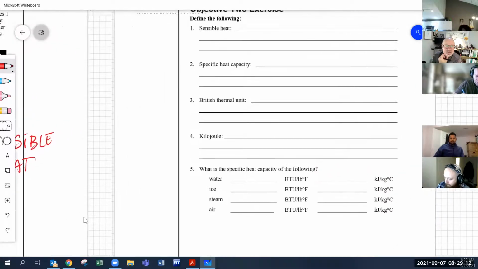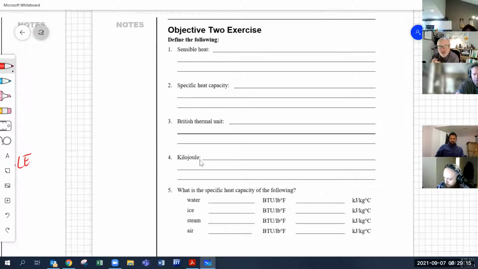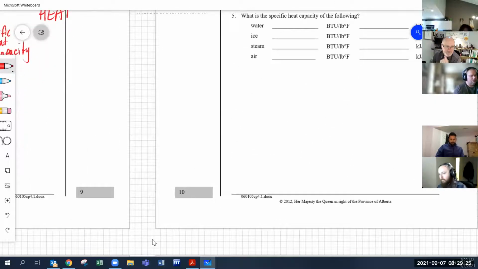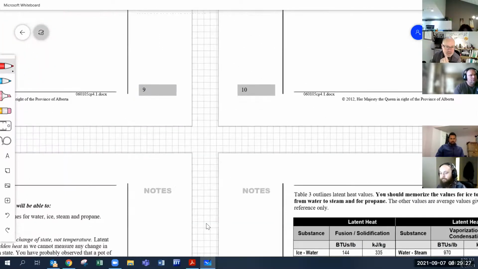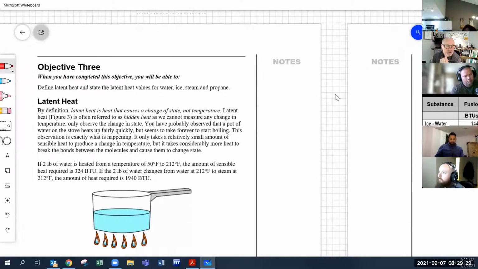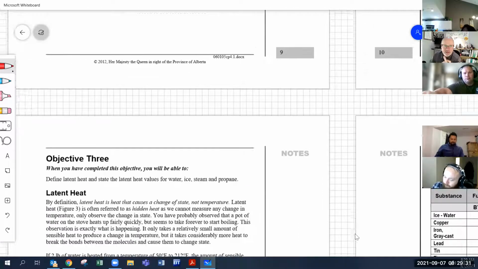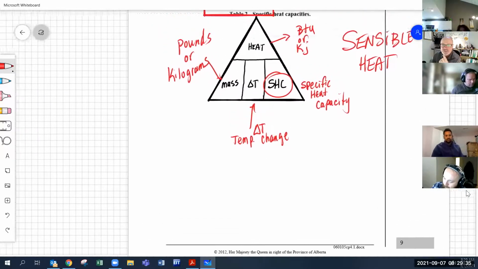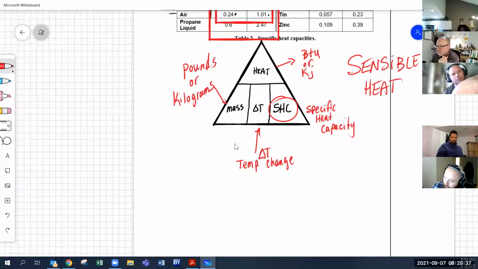Now, they give us this define the following, and I think we're close. We already know that. And then what is the specific heat capacities of the following? You just have to follow along on that table, and you can fill those in. And that brings us down to, okay, we're not going to do latent heat yet. What I want to do is I'm going to do a bunch of examples using this formula with you. Okay, so here we go.